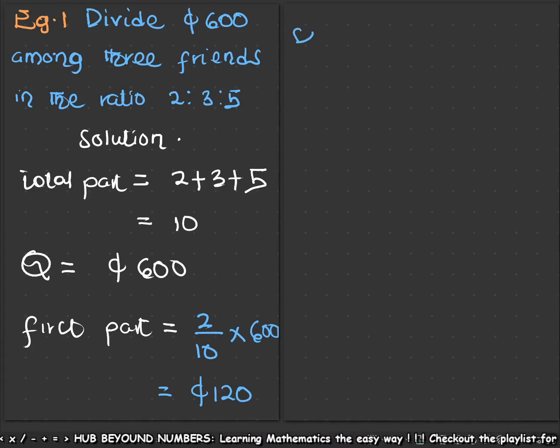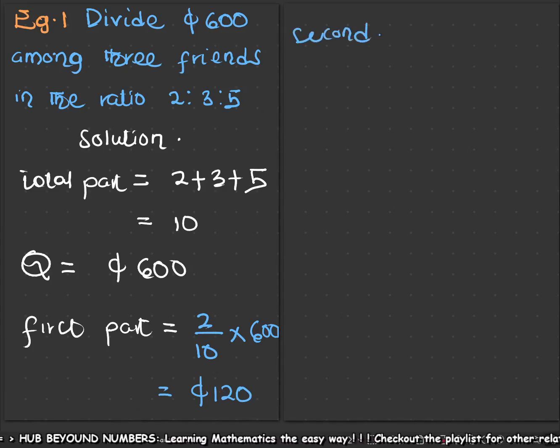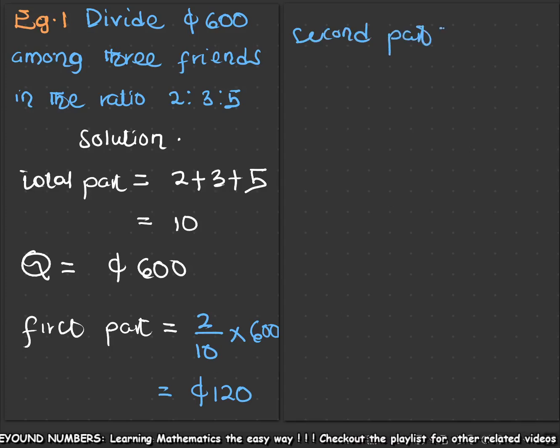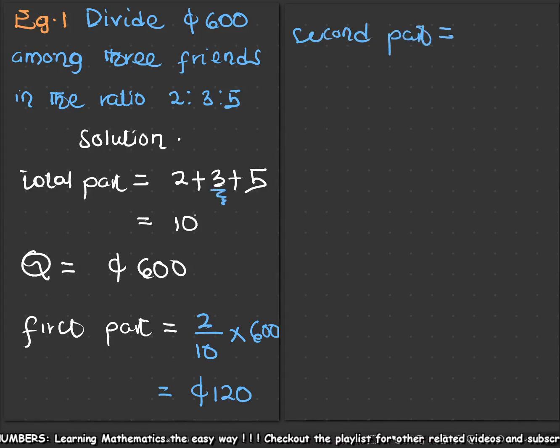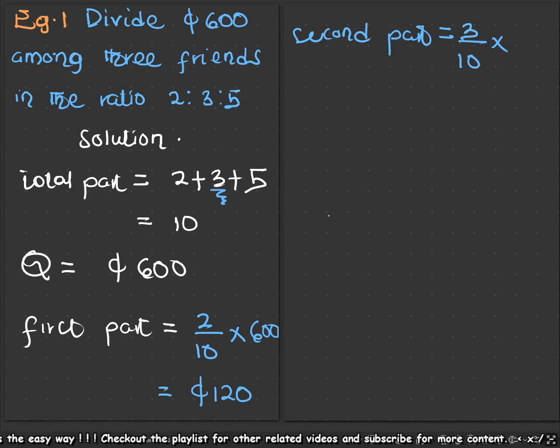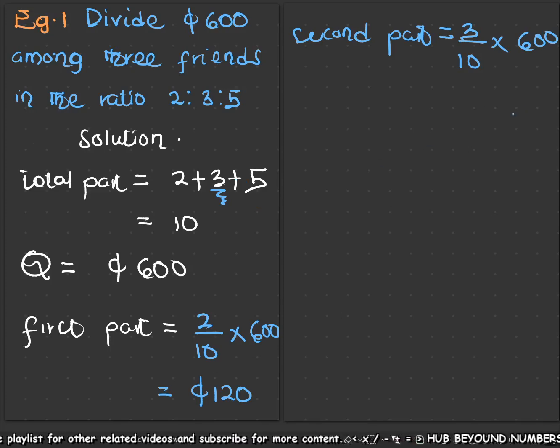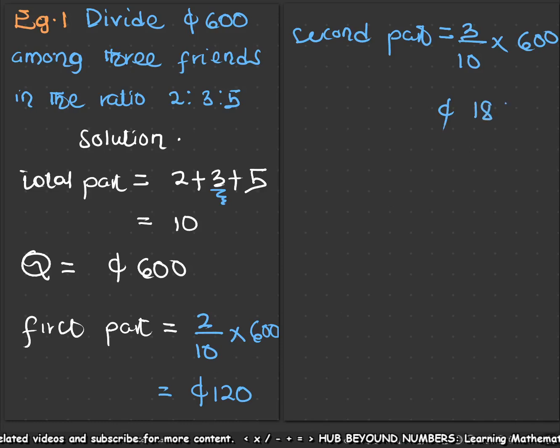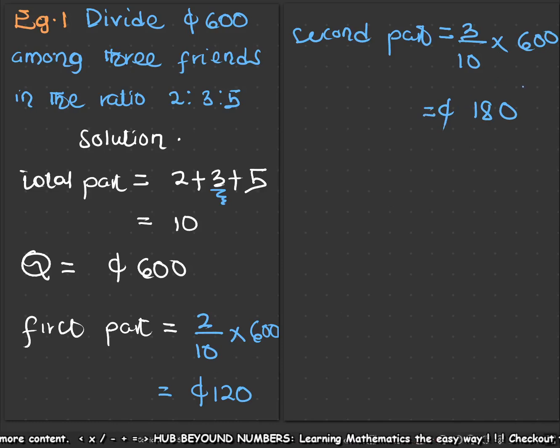Now for the second part, that is going to be the second ratio, which is 3. So 3 over 10, then times your 600. If you multiply and evaluate that as well, you are going to get 180. That is 3 over 10 times 600 gives us 180 cedis.